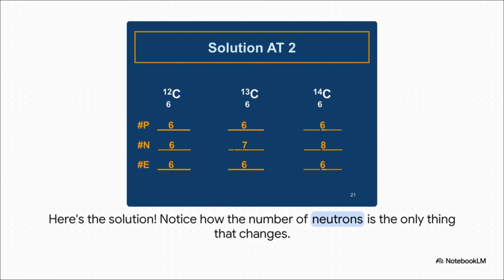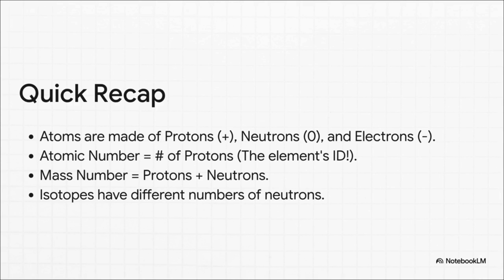Amazing work. Wow, we have covered a lot today. Let's do a super quick recap of the most important things. Remember, atoms are made of positive protons, neutral neutrons, and negative electrons. The atomic number tells you the number of protons, and that's the element's unique ID. The mass number is just the protons and neutrons added together. And finally, isotopes are just atoms of the same element that have a different number of neutrons.